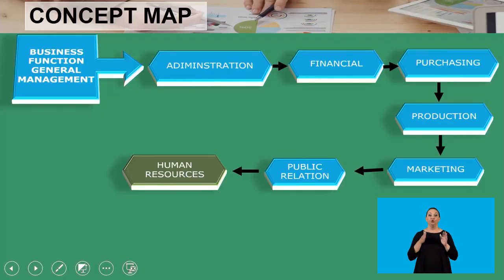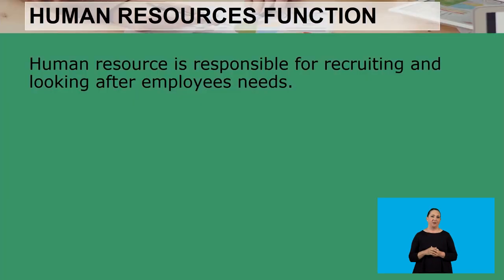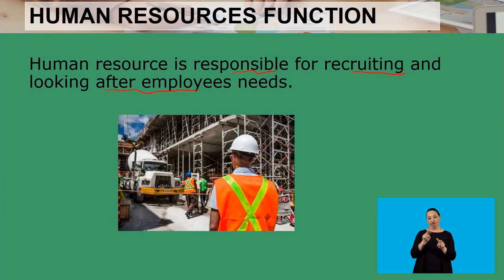Human resources now. This is a function that shows that the humans in the business are important. What makes them a resource is that they benefit the organization because they work for the organization. So what do we mean by human resources? The human resource function is responsible for recruiting, meaning attracting, and looking after the employees' needs. They look after the employees of the organization by making sure that they improve their skills, and by making sure that they get the best candidates for the business.